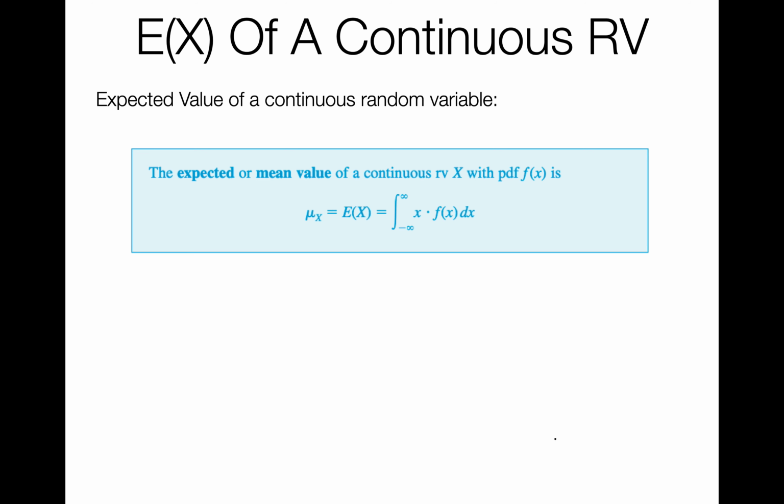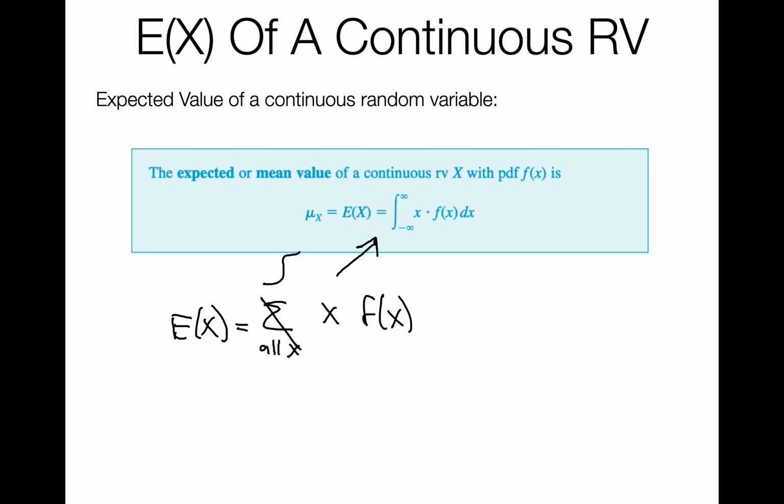Now, let's move on to the expected value of a random variable. So now we're moving on to moments of that random variable. If you'll remember way back in discrete world, we found the expected value by taking the sum over all x of x times the PMF. What do we change? We change the sum to an integral.